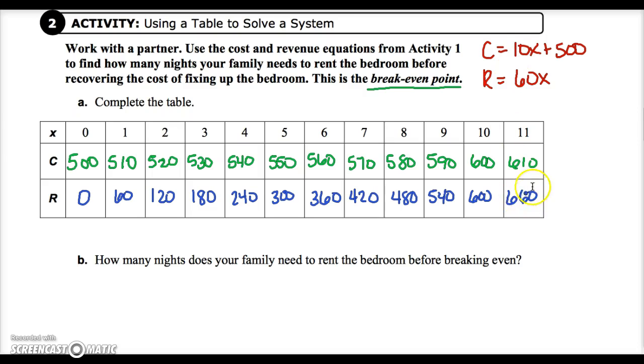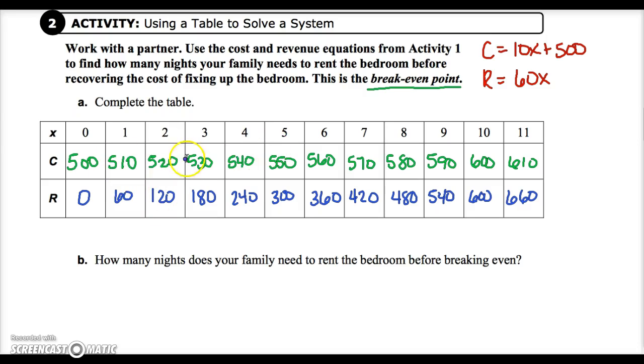And you end up at 660 on that 11th night. Okay? So what we're going to look at for part B is how many nights does your family need to rent the bedroom before breaking even? Okay, we're looking for that break-even point. At what point will they begin to make money off of this bed and breakfast?